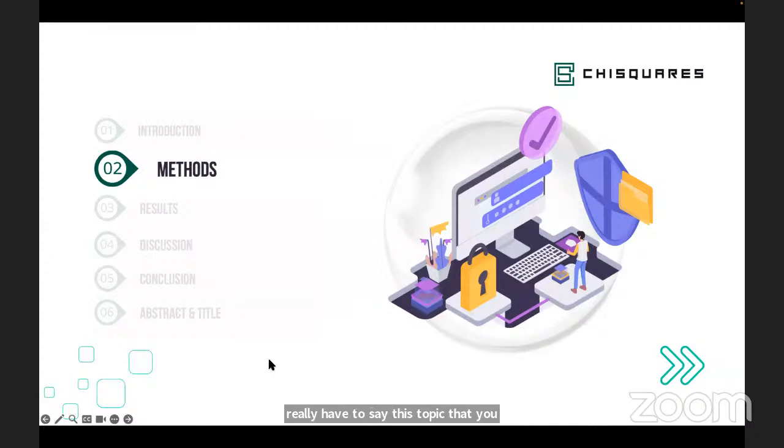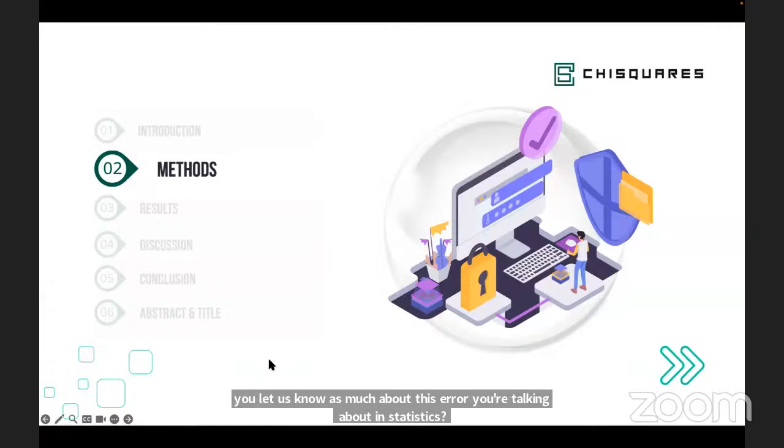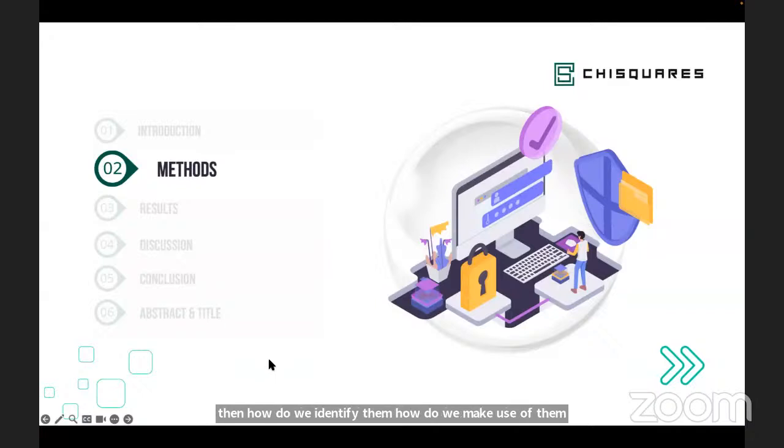I'd like to know more about when you talk about the type 2 error. Can you tell us more about this error you're talking about in statistics? And then how do we identify them? How do we make use of them? And the likes. I think we have to take the errors we can make when we are thinking about the research, and I just want to know how to use them and how to make a correction of them. You know, there are errors. We are meant to make that error. So what do you suggest? Whether it is a qualitative or quantitative research method, how do we go about it? Thank you very much. That's my question, please.